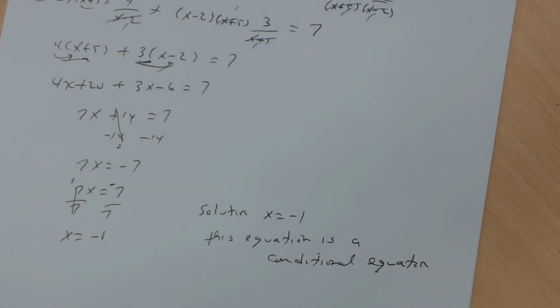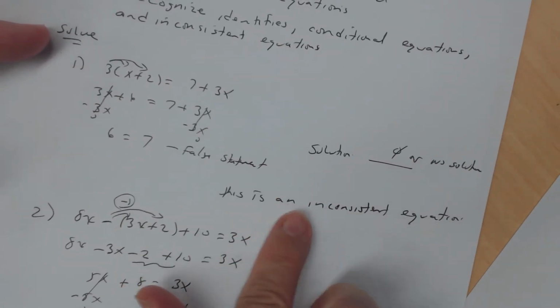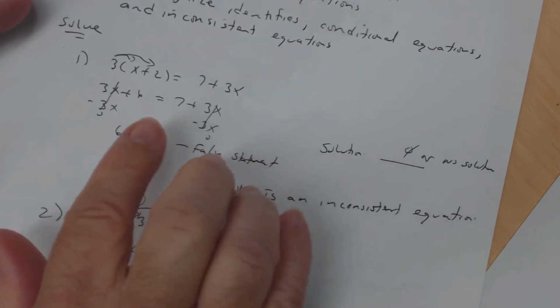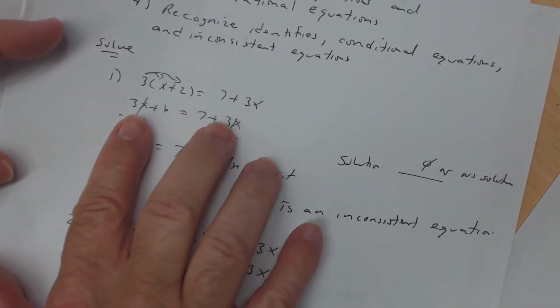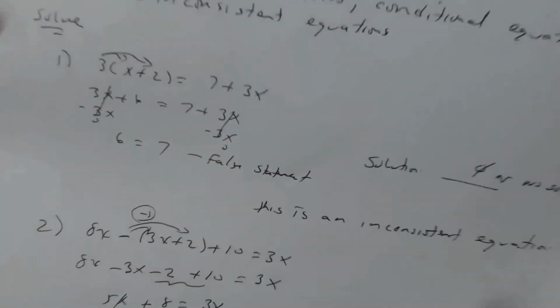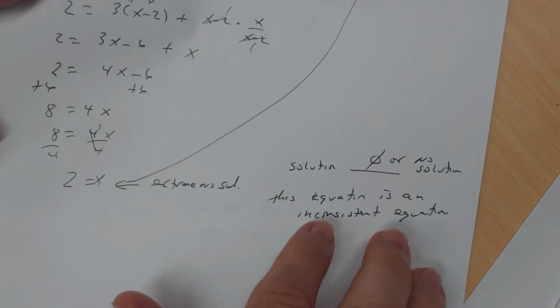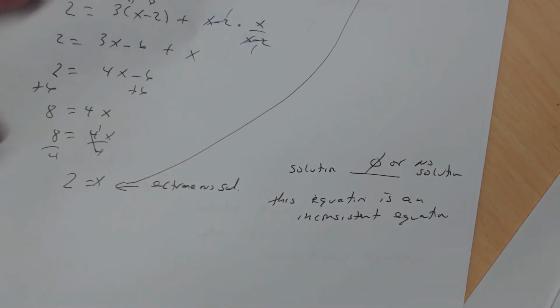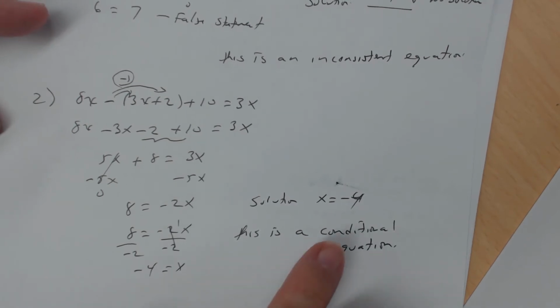All right, so this equation is a conditional equation. So in summary, if you have no solution, you're going to say it's inconsistent, whether or not you got it from solving a linear equation where the variables disappear and you get a false statement, or where you have an extraneous root. It doesn't matter. It's going to be an inconsistent equation. If you have at least one solution, then it's called a conditional equation.